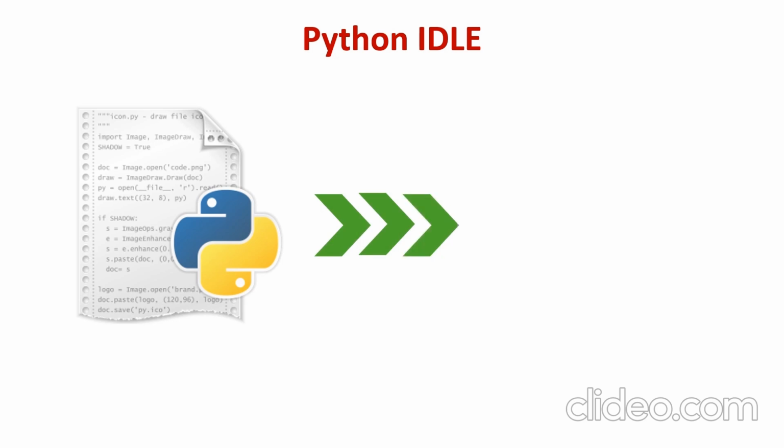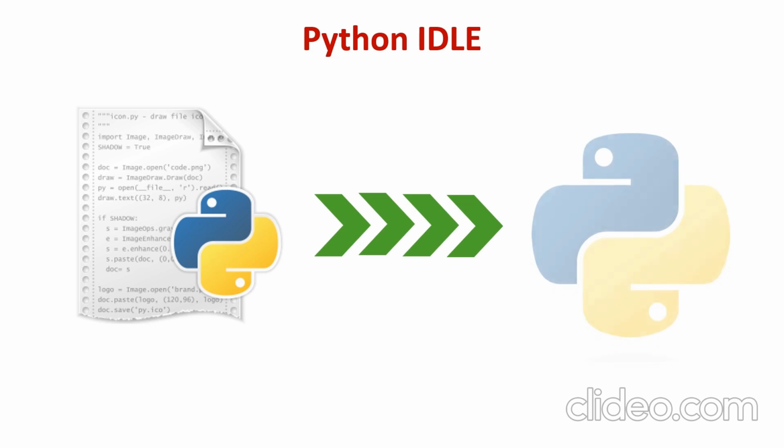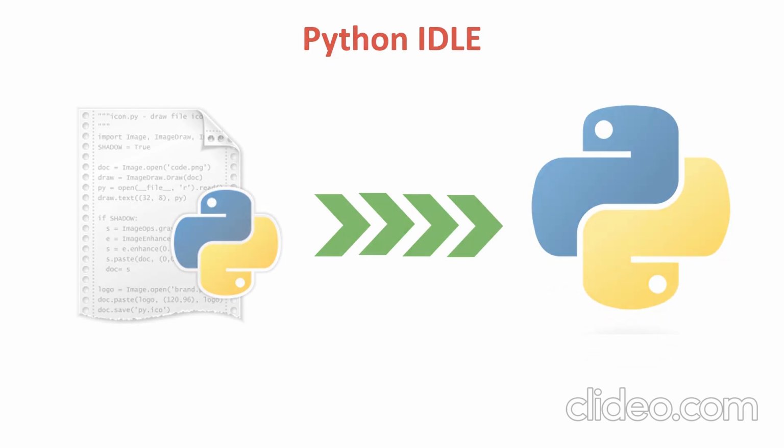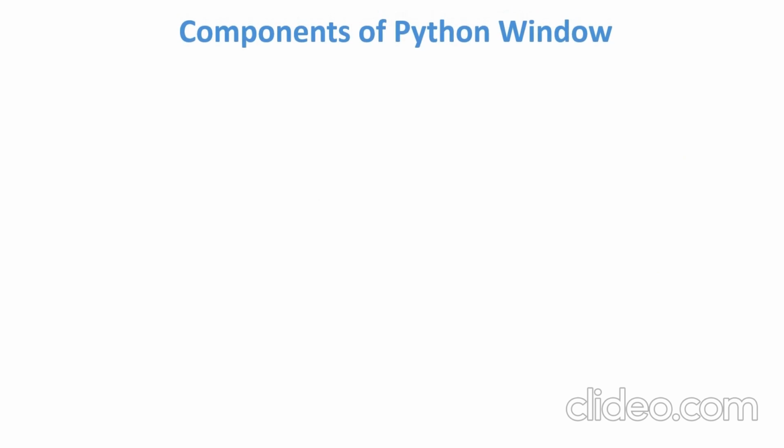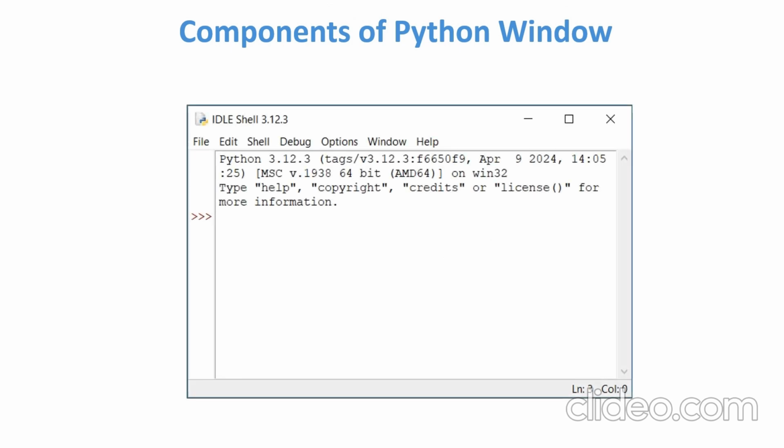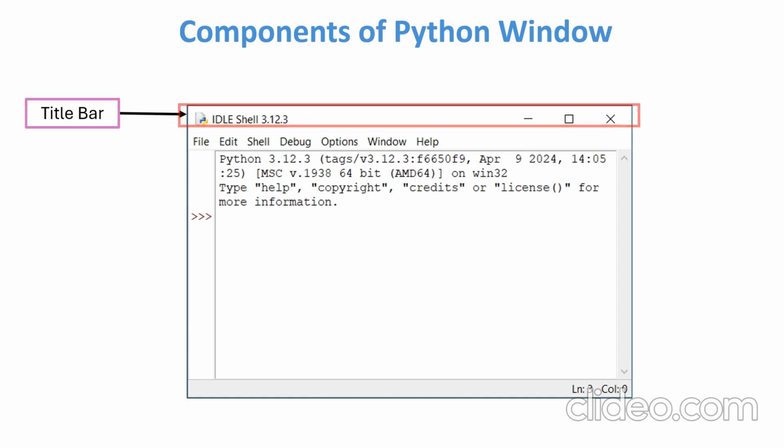After installing Python, when we open it, it provides us some components. Let us learn about them. Components of Python window. The different components of Python window are: title bar. It displays the name of the application and document. It also contains control buttons.